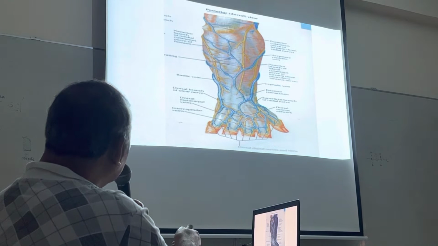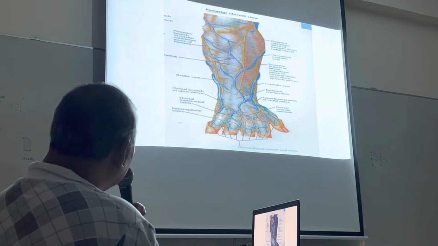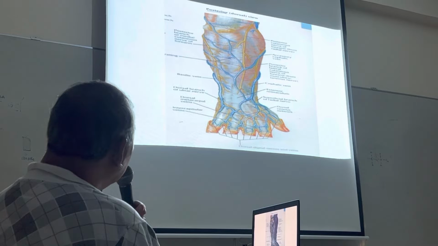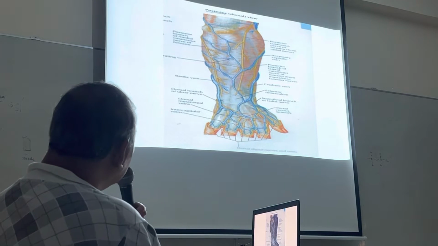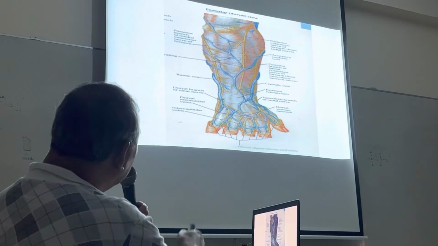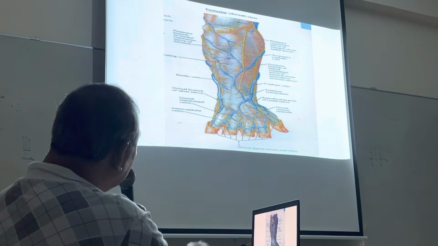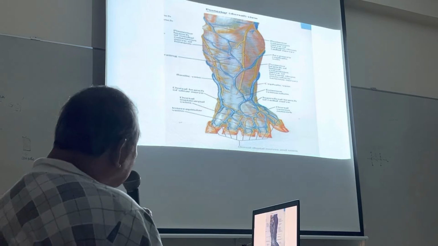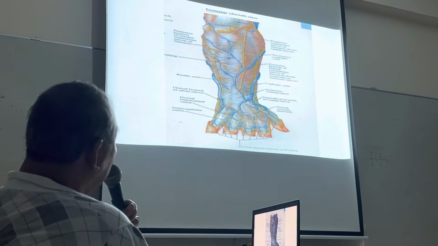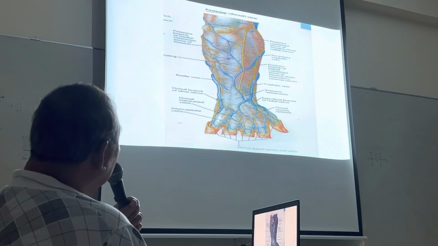Musculocutaneous. Lateral cutaneous nerve of the forearm. Take note that this lateral cutaneous nerve of the forearm is a branch of musculocutaneous. Now this musculocutaneous is the one that supplies the anterior aspect of the muscles in the arm.